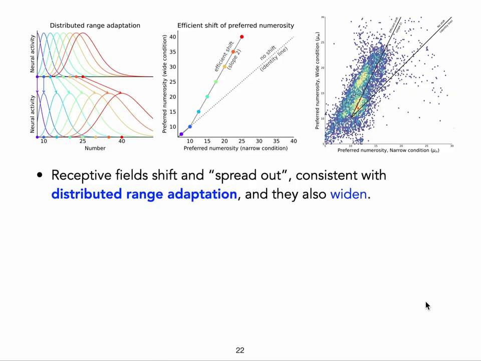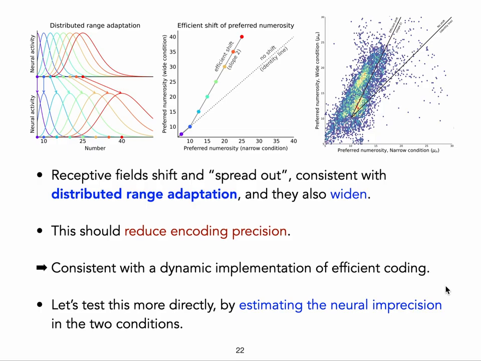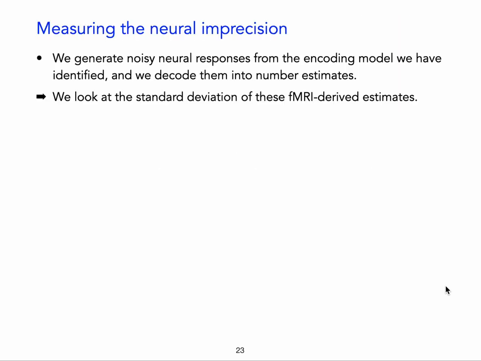Okay, so to summarize so far, we've seen that the receptive fields shift and spread out consistent with distributed range adaptation, and they also widen when going from one prior to the other. And so intuitively, this should reduce encoding precision because it means, once again, that the resources are more spread out across the number. And that would be consistent with the dynamic implementation of efficient coding. And so we're going to test this more directly by estimating the neural imprecision in the two conditions.